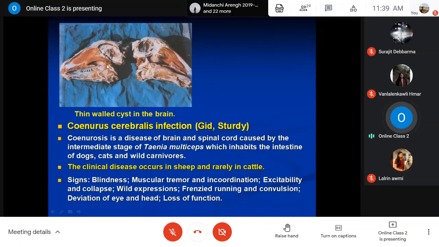So that kind of condition is because of the infective larval stage, what we call coenurus cerebralis, of the tapeworm Taenia multiceps. So it is also known as coenurus cerebralis infection, or commonly known as gid or staggers. Okay, this is about that disease.